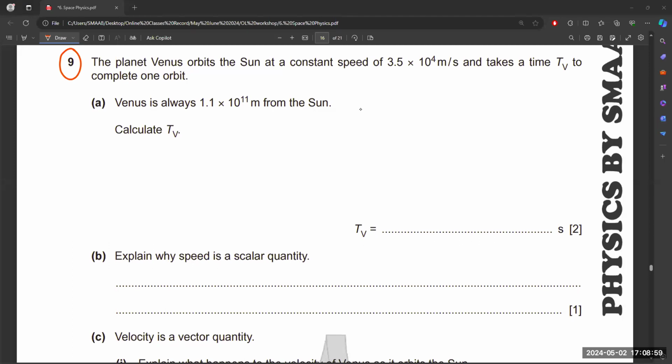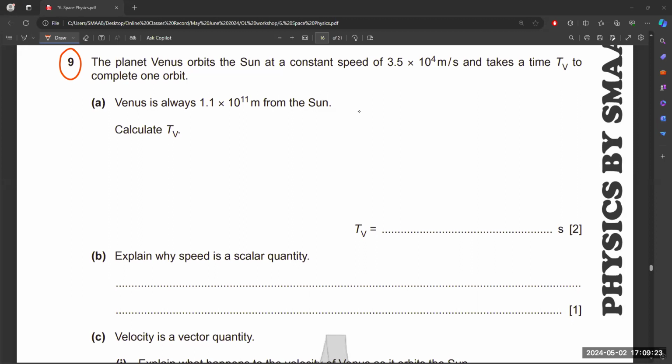Okay, today we will continue with the past paper questions from space physics. Last time, in this group class, we practiced some questions from space physics, and today we will continue with the rest of the questions, because there are very few, limited questions in space physics.